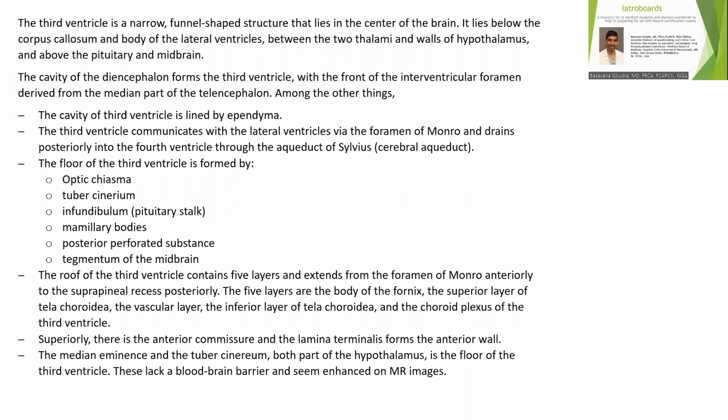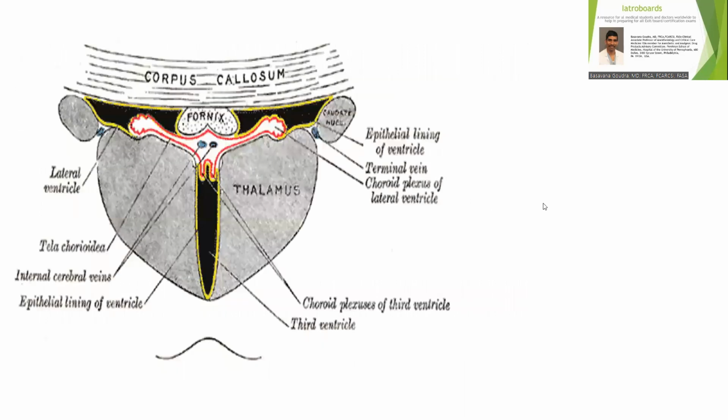Superiorly, there is the anterior commissure and the lamina terminalis forming the anterior wall. The median eminence and tuber cinereum, both part of the hypothalamus, is the floor of the third ventricle. These lack a blood-brain barrier and seem enhanced on MRI imaging.